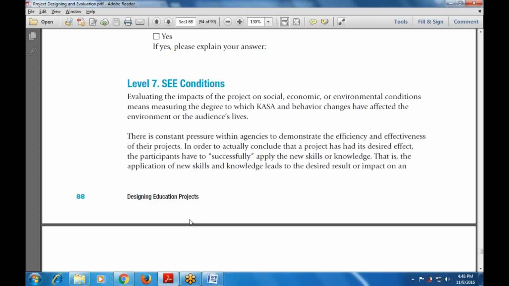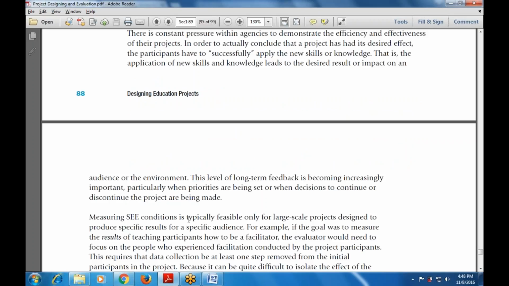What is the desired result? What is the main impact that will be available on the audience or the environment? This criterion of long-term feedback is becoming increasingly important, particularly when priorities are being set out and when decisions to continue or discontinue the project are being made. So whether we are going to continue or discontinue the project is also used with the priorities being set out.